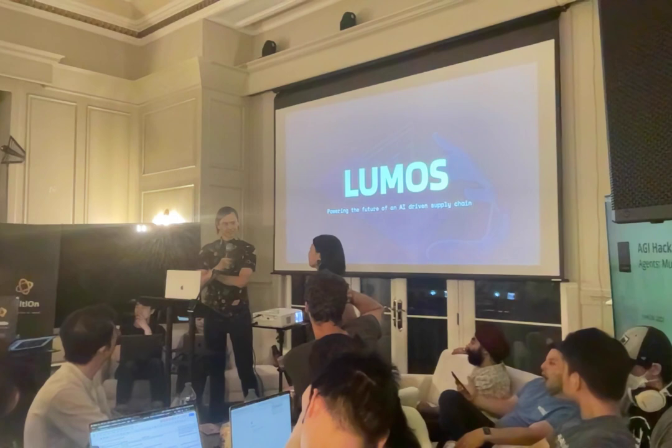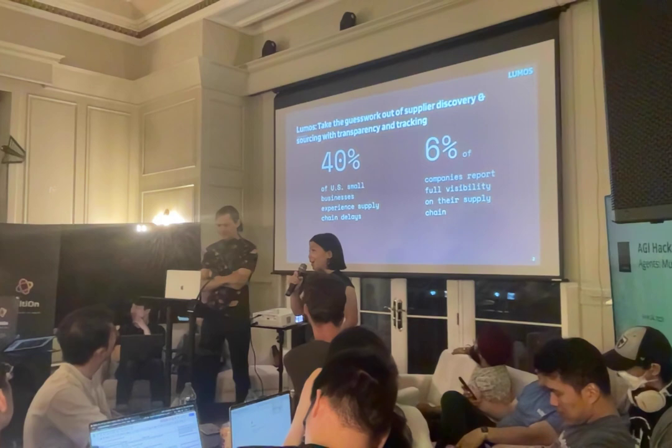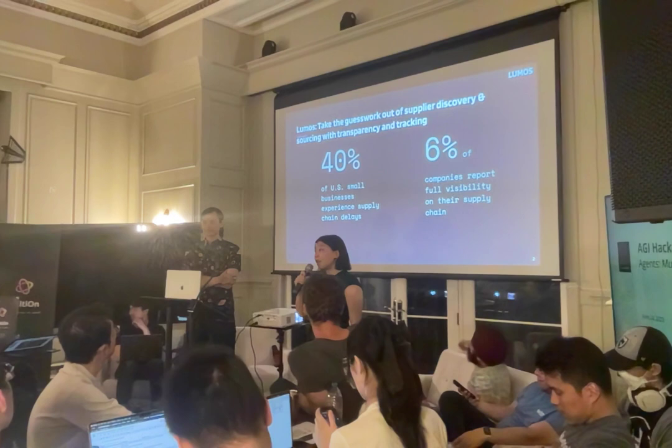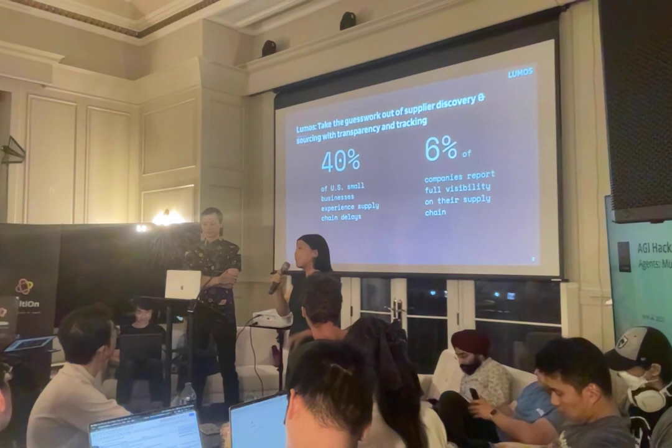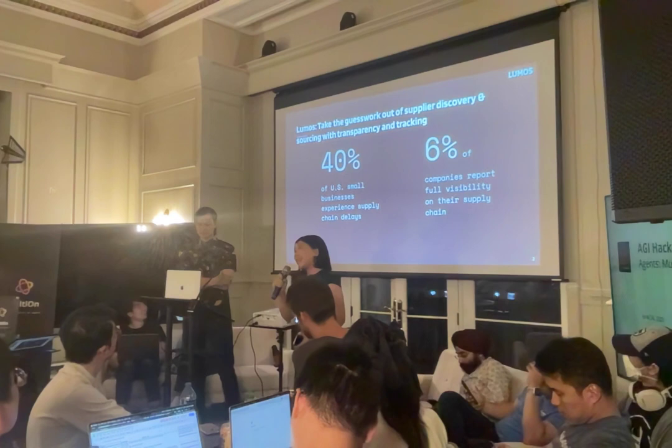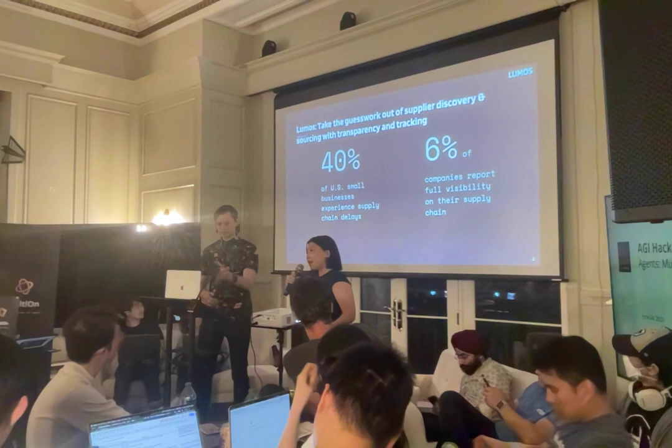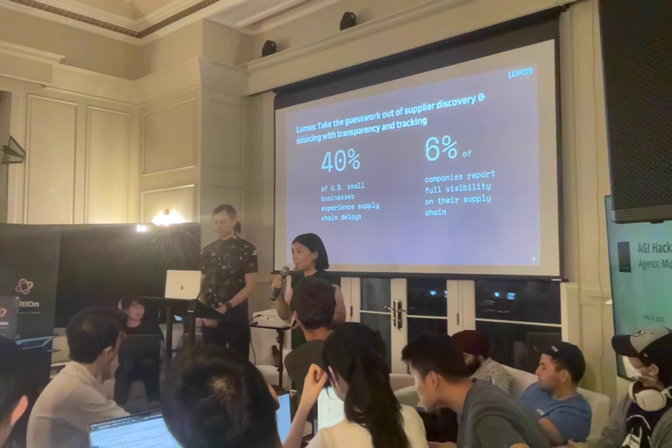So born Lumos, we're here really for AI for the people, for the small business. America is run on small business. More than 99% have employees of less than 100 people. And they don't have a way to procure and make smarter purchasing decisions. So what we have here is a product that will be end-to-end tracking, delivering transparency, trackability, and supporting smarter decision-making by making those autonomous agents.